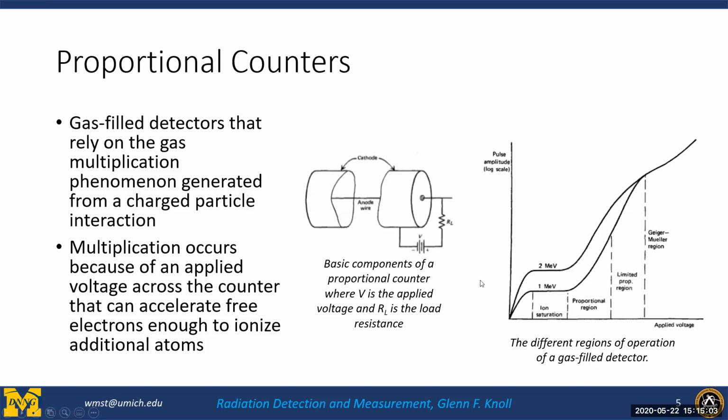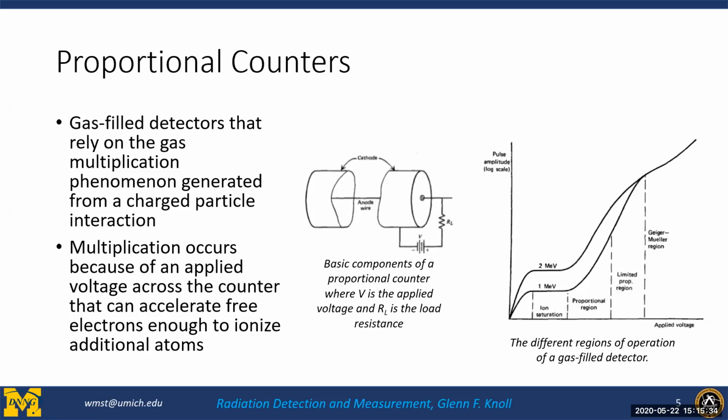And as you increase voltage even more, eventually you get into the Geiger region. And what's happening in this region is that charged particle interaction is basically producing enough charged particles, electron ion pairs throughout it, that you're depleting the electric field to the point where it can't produce any more, such that the counter is completely firing all that it can, which is why the 1 MeV and 2 MeV pulse amplitudes converge there.